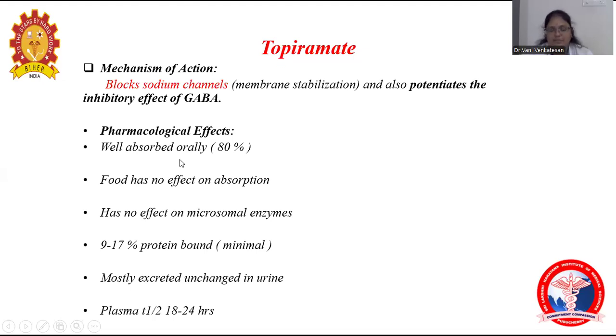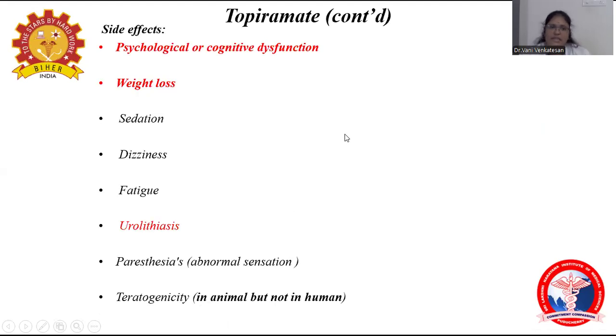Coming to the next drug, topiramate: it blocks the sodium channel, has membrane stabilizing property, and also potentiates the inhibitory effect of GABA. It is well absorbed orally, with 80% oral absorption. Food doesn't interfere with absorption of topiramate. It doesn't have effect on microsomal enzymes; cytochrome P450 enzymes are neither induced nor inhibited. It has minimal plasma protein binding and is mostly excreted unchanged in urine with a plasma half-life of 18 to 24 hours. So this drug also has a half-life of about 24 hours.